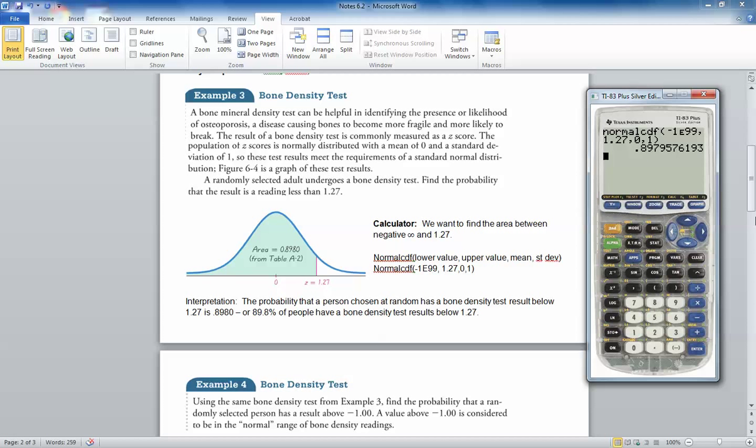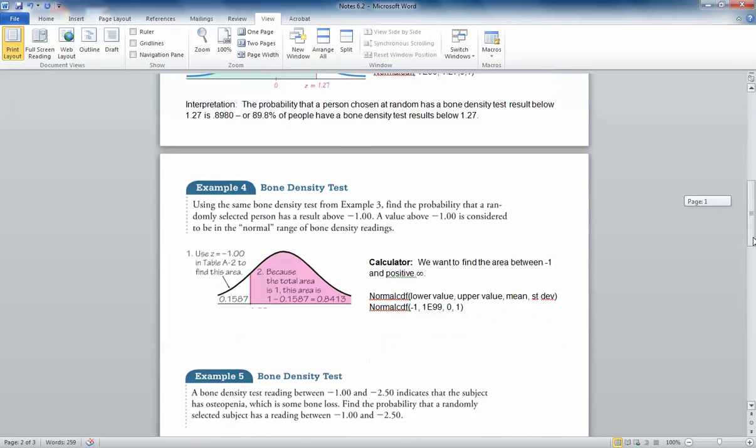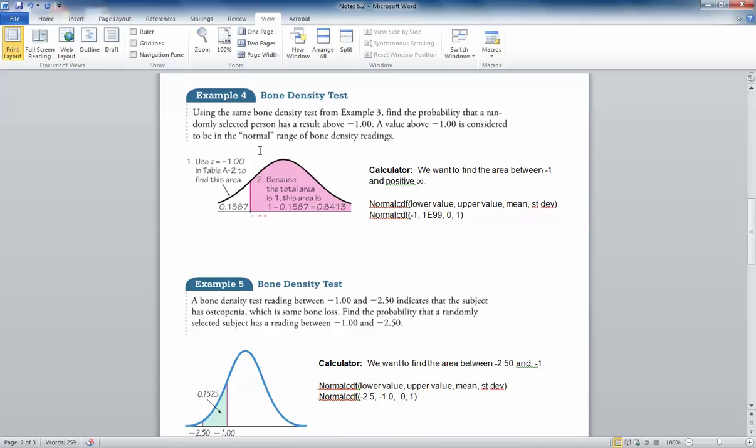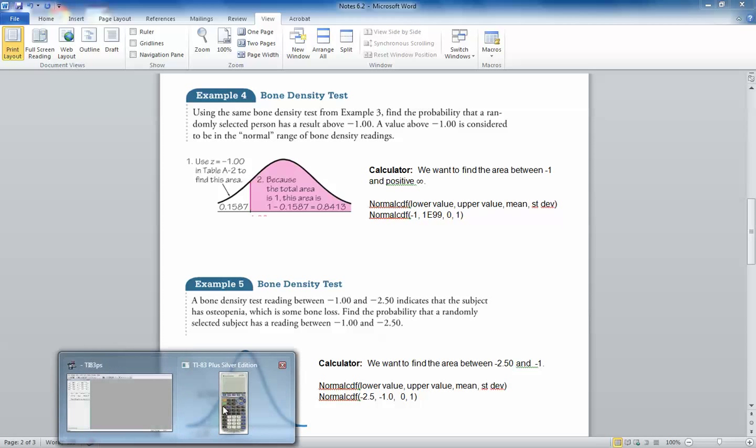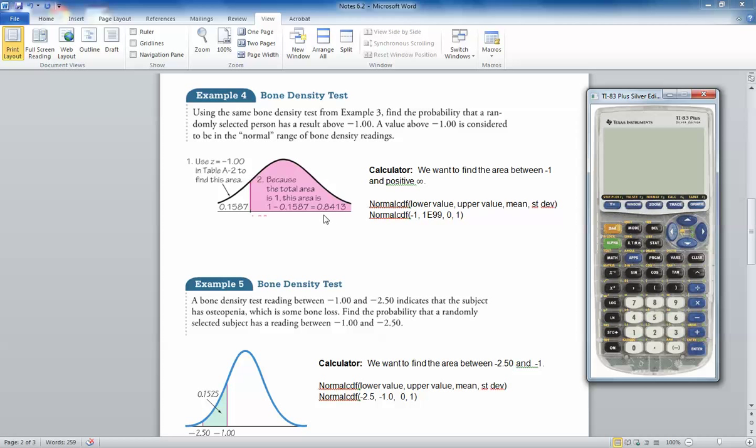Alright, let's look at another example. The next example, using the same bone density test, find the probability that a randomly selected person has a result above negative 1, and that's considered to be in the normal range. So first is to draw our normal curve and shade in the area that we want. This right here would correspond to negative 1 of the z. Okay, now I cut this from the textbook, so it has on there how to use the table. We're going to use the calculator.